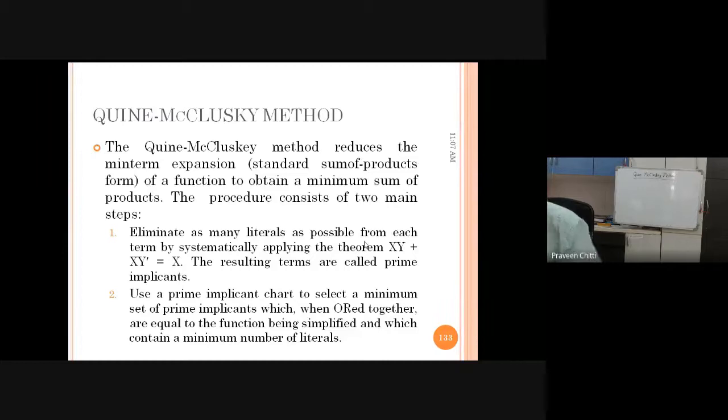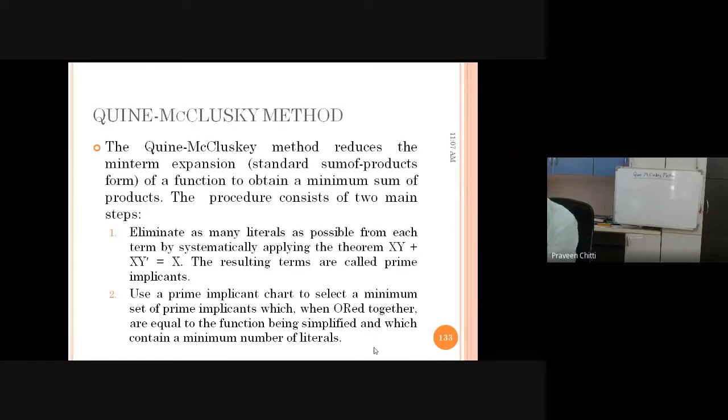So the basic procedure involved in this Quine-McCluskey method is similar to the K-map method we have used. If you come across the term xy plus xy bar, we know that we can take x common, and inside the bracket we can write y plus y bar, and y plus y bar is 1, so we get x. This is the prime implicant, and this theorem is used in the Quine-McCluskey method also. That is, xy plus xy bar, we are using it as x.